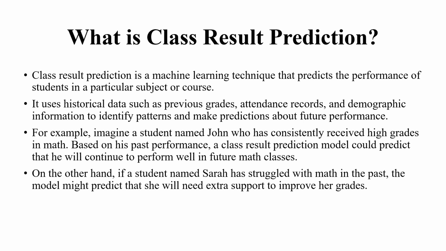future performance. For example, imagine a student named John who has consistently received high grades in math. Based on his past performance, a class result prediction model could predict that he will continue to perform well in future math classes. On the other hand, if a student named Sarah has struggled with math in the past, the model might predict that she will need extra support to improve her grades.